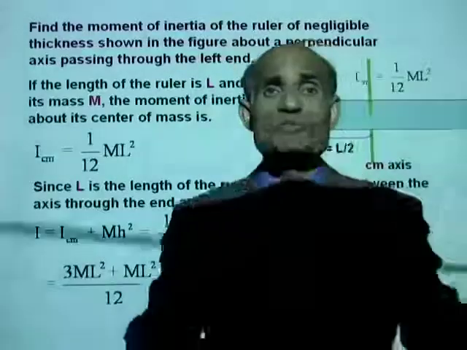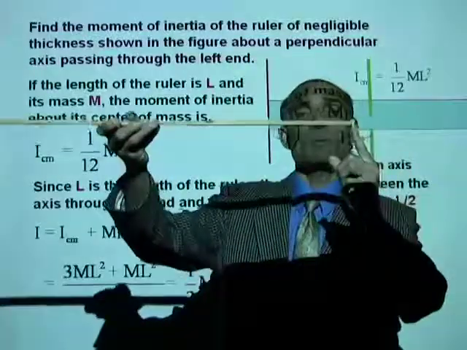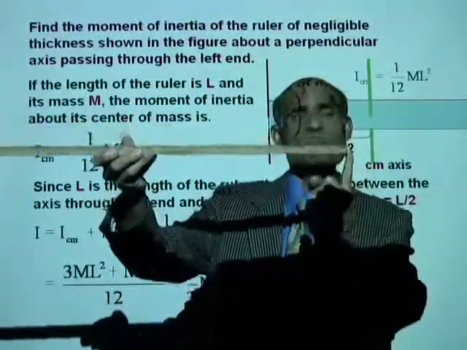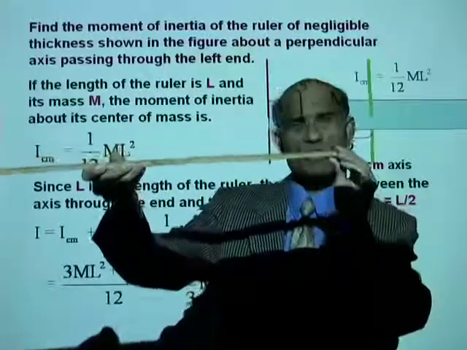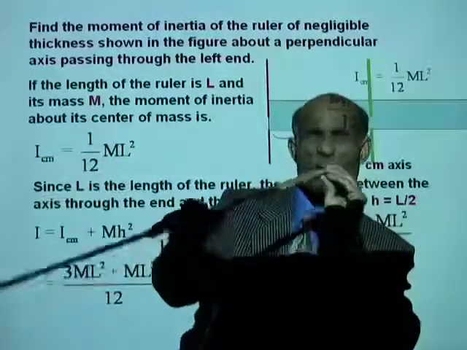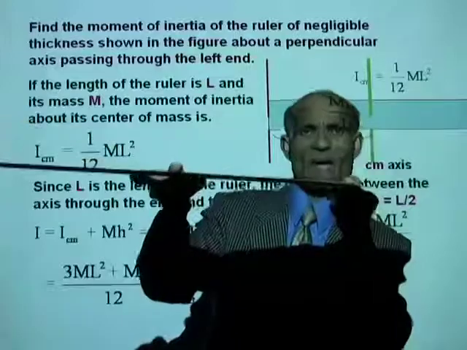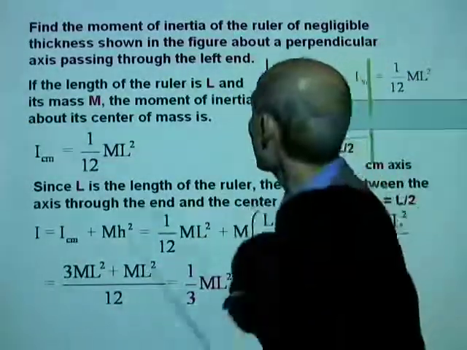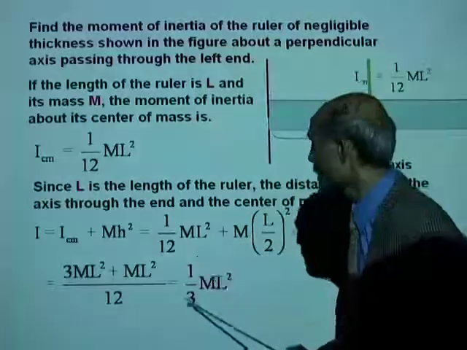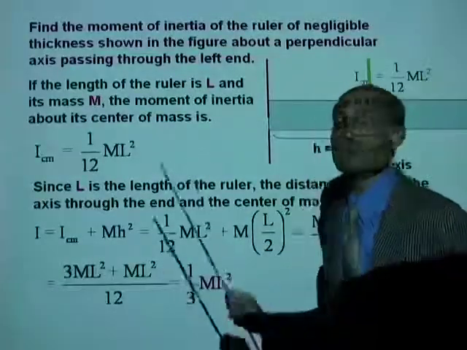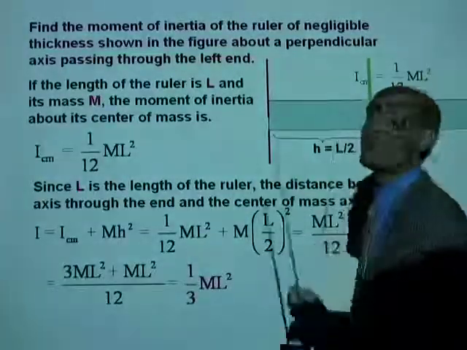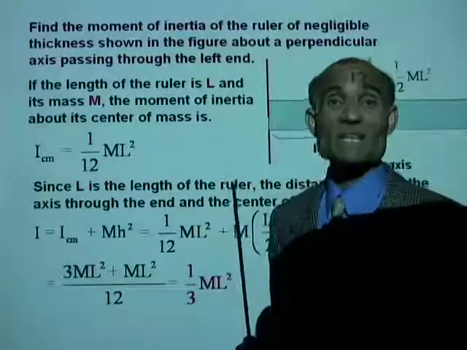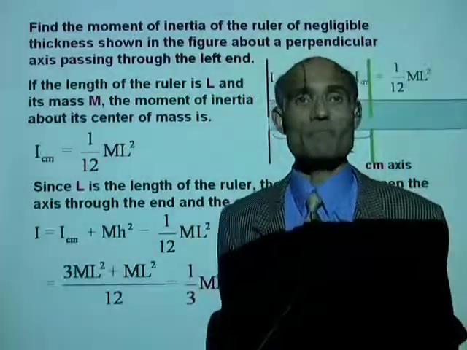So if you want to rotate this ruler about one end, it's going to be very hard, because the moment of inertia of this ruler, you see, I can't even hold it there. The moment of inertia of the ruler about an axis through its end is 4 times the moment of inertia about an axis through its center of mass.